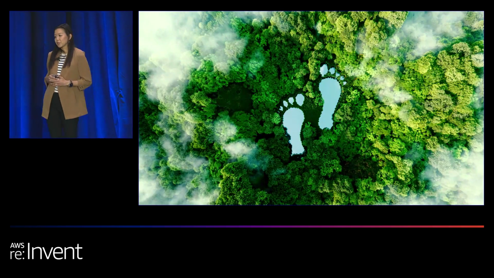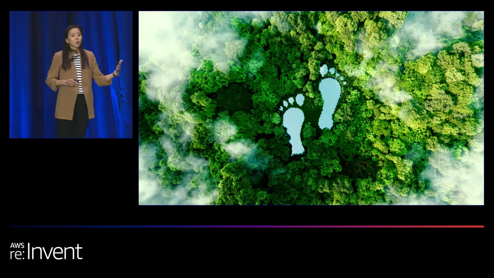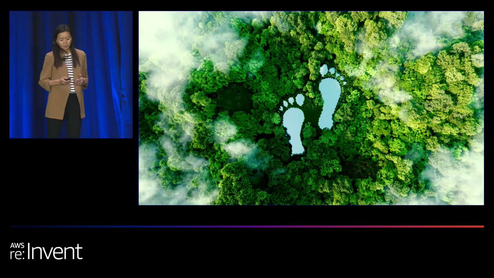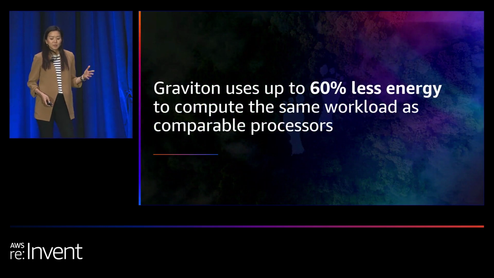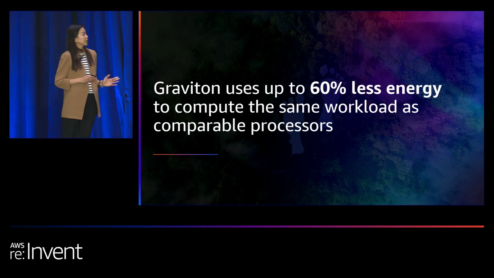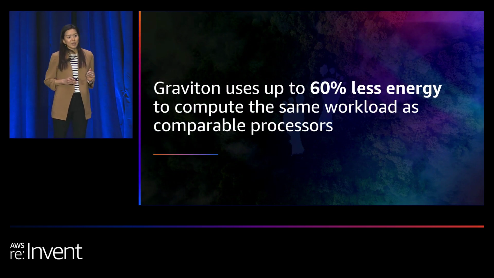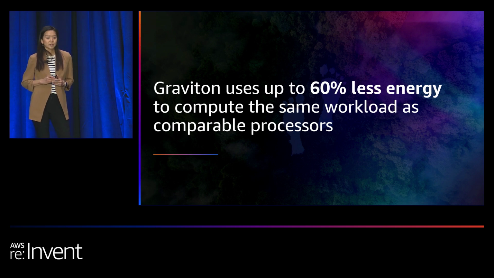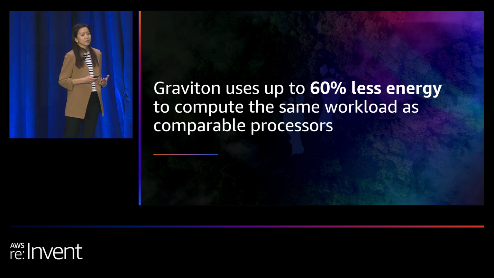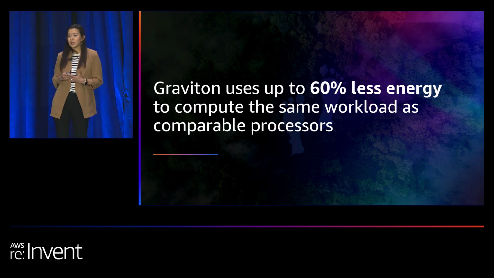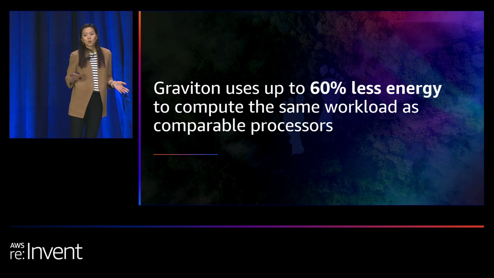Graviton not only delivers the best price performance, but it also delivers the best performance per watt of energy on EC2. So what this means is that for the same workload, Graviton uses up to 60% less energy over other processors. And this is enabling customers to meet vital carbon emissions reduction targets without having to sacrifice on performance or cost.